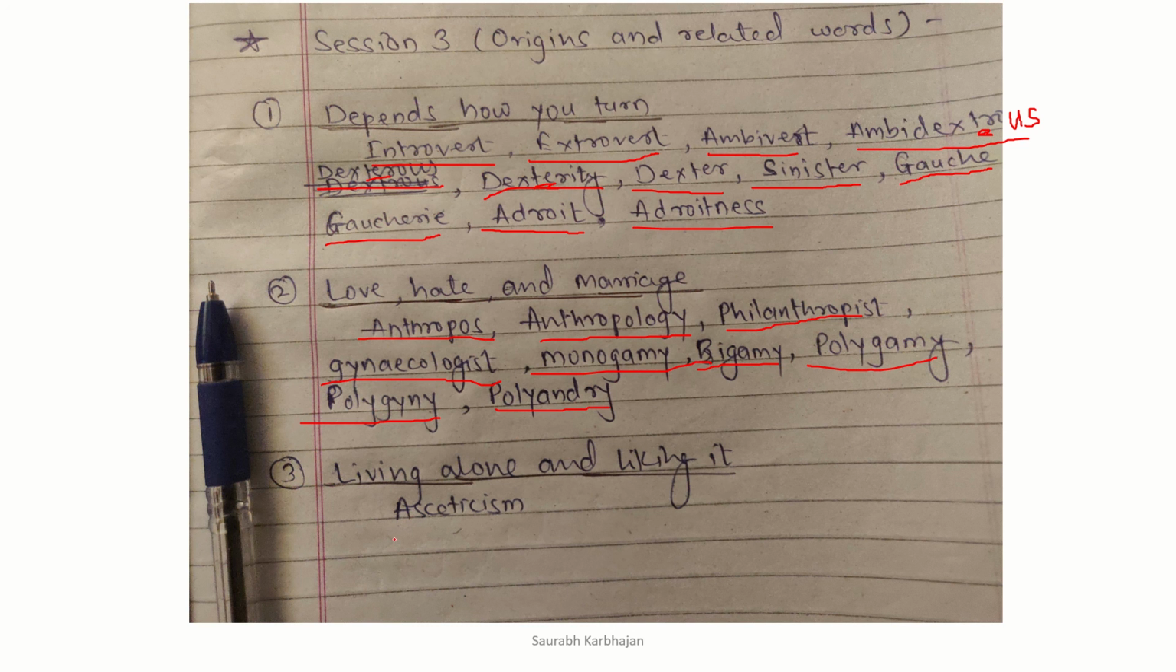Asceticism is the noun, and ascetic is the adjective. So with this, we conclude this third session as well. So we have learned how many words? Let's count: 1, 2, 3, 4, 5, 6, 7, 8, 9, 10, 11, 12, 13, 14, 15, 16, 17, 18, 19, 20, 21, 22.